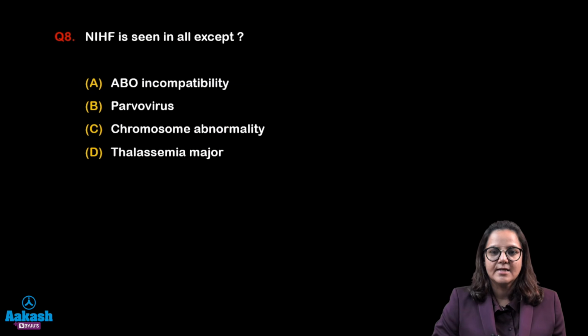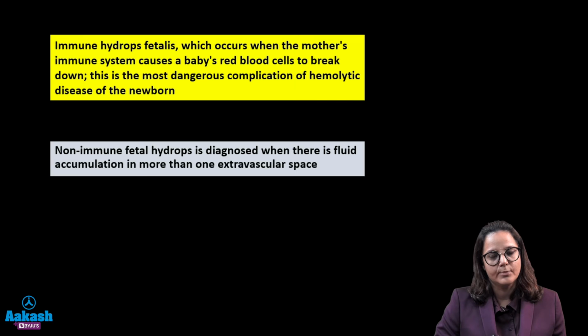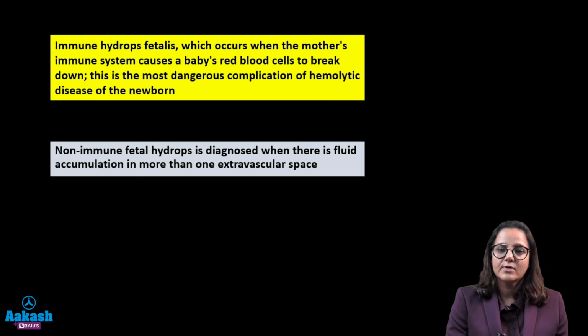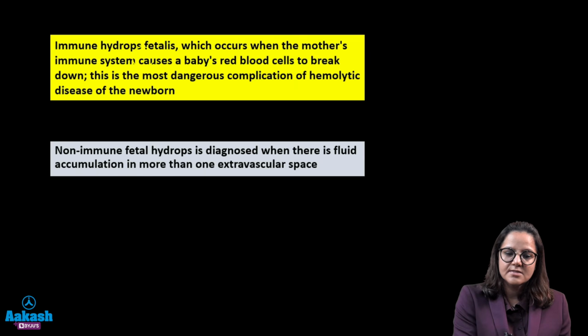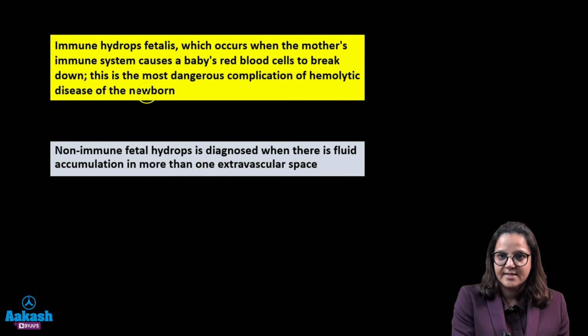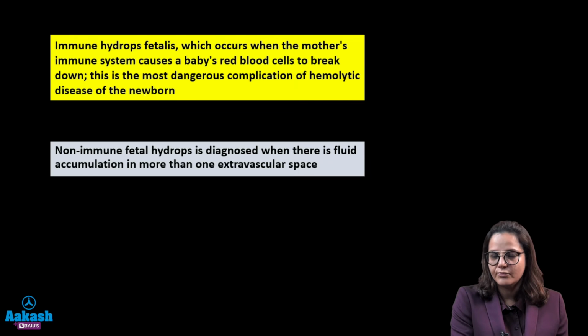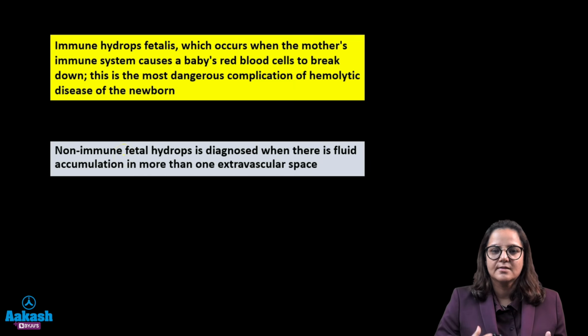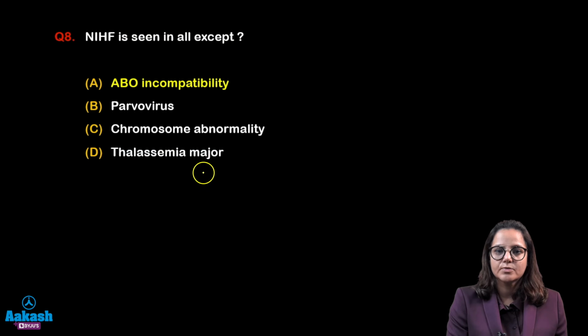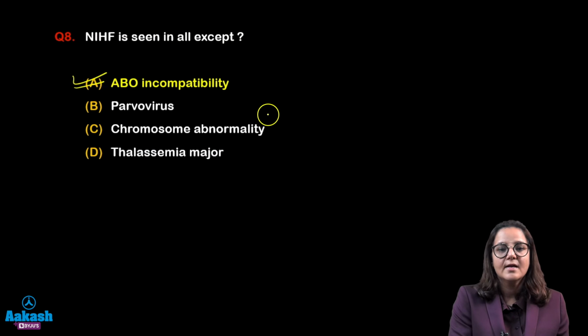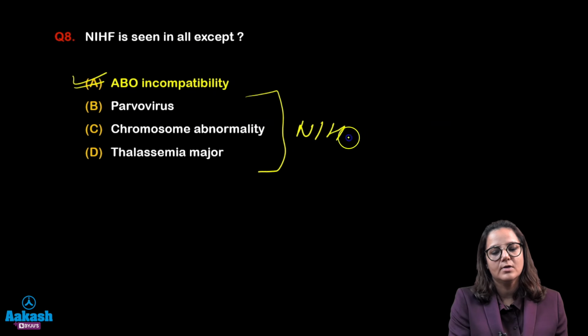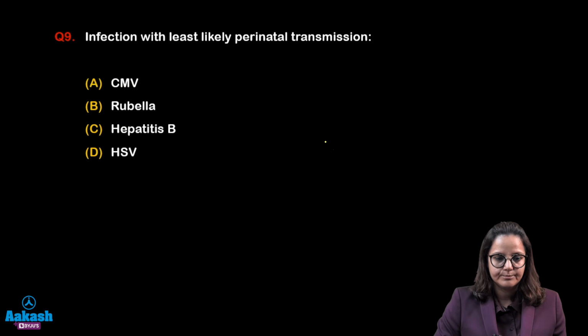Non-immune hydrops fetalis is seen in all except. So what is immune and what is non-immune hydrops fetalis? First, immune hydrops fetalis is when the mother's immune system causes the baby's red blood cells to break, and it is a very dangerous complication. It leads to hemolytic disease of newborn. A lot of fluid accumulates in the extravascular space, in the third space. So there is pericardial edema, there is pleural effusion, there is scalp edema, the Buddha sign is there, right? So the cause of immune hydrops fetalis is ABO incompatibility, and the rest all can be causes of non-immune hydrops fetalis. Okay, so this was a straightforward question.